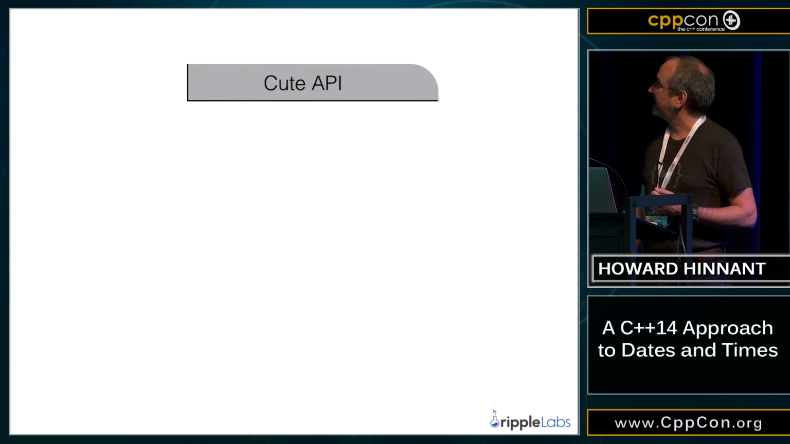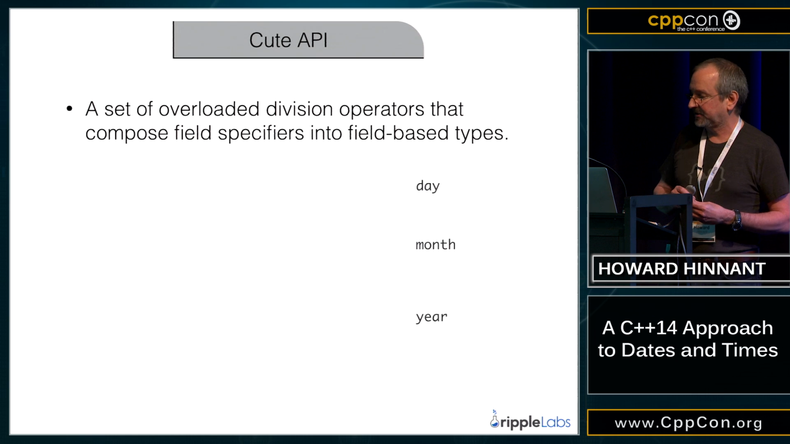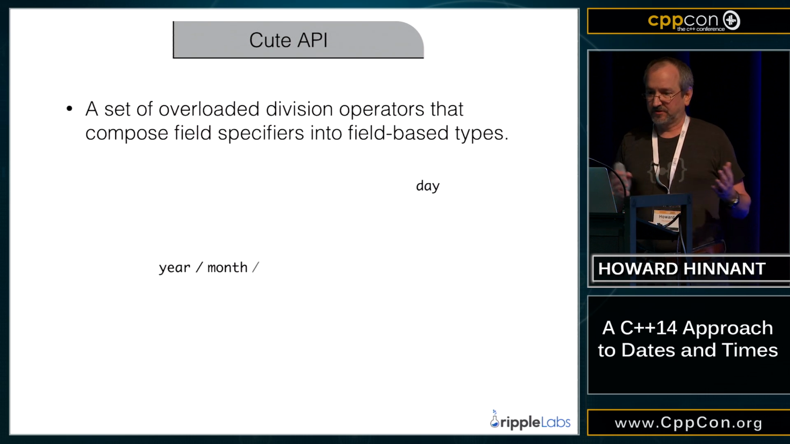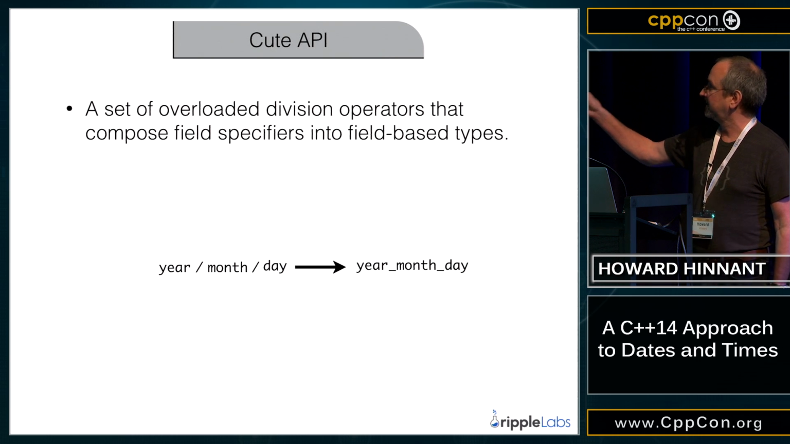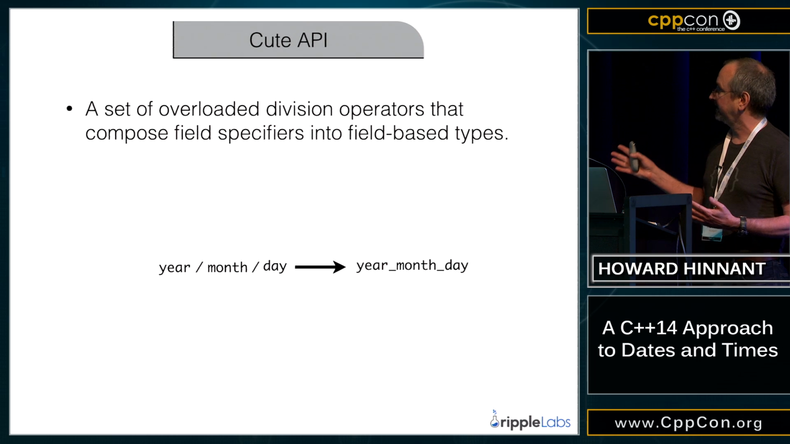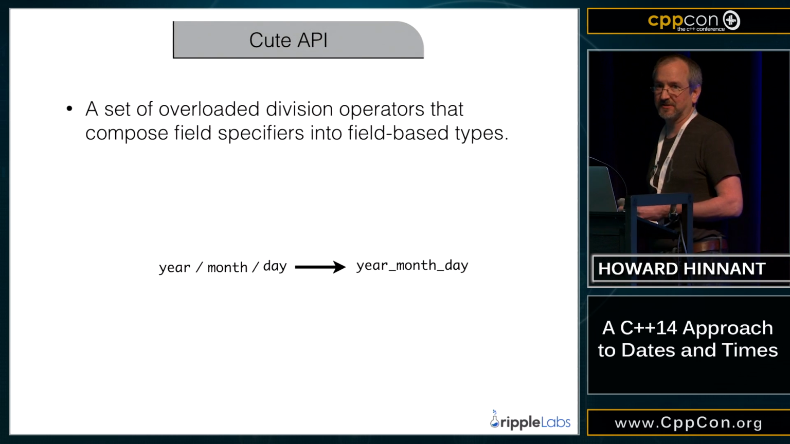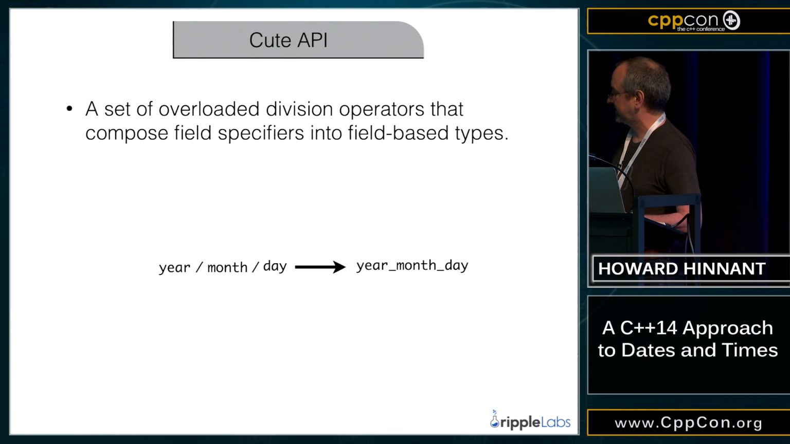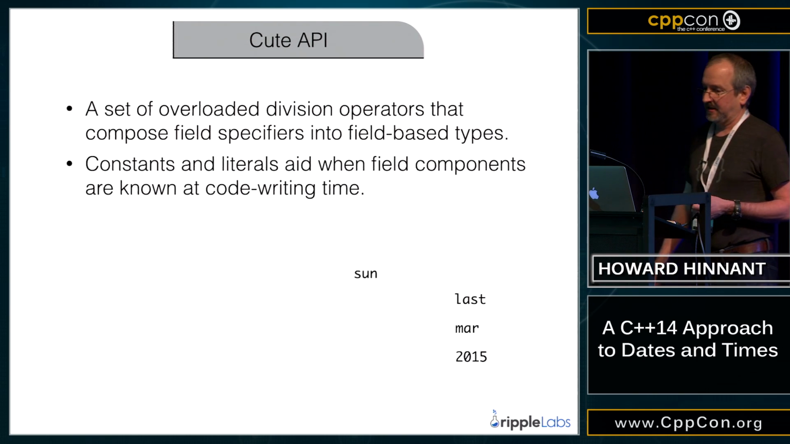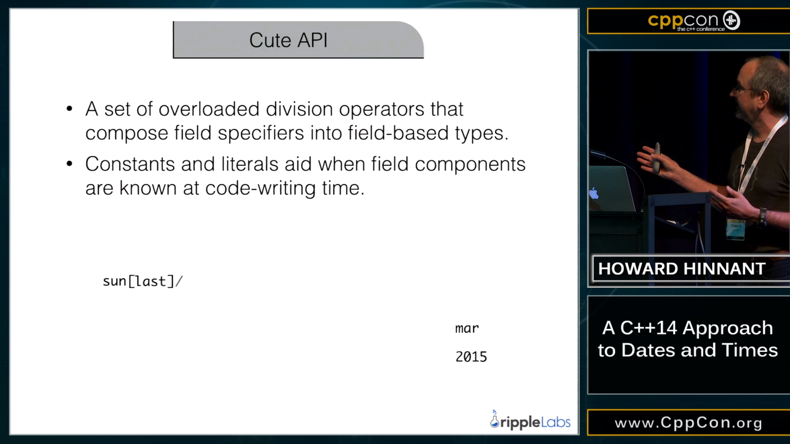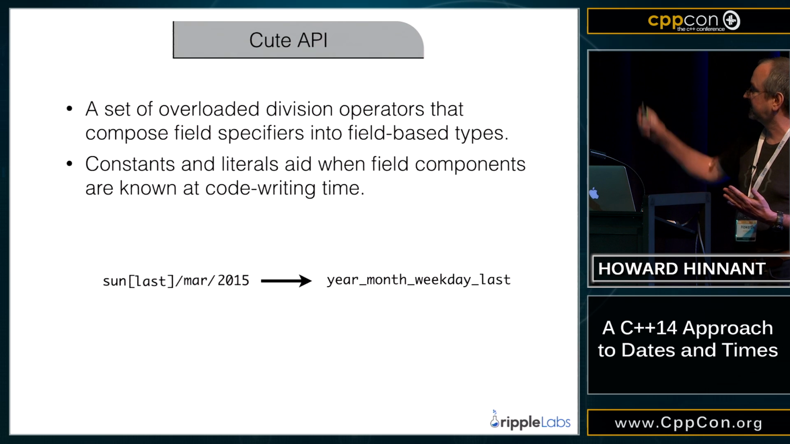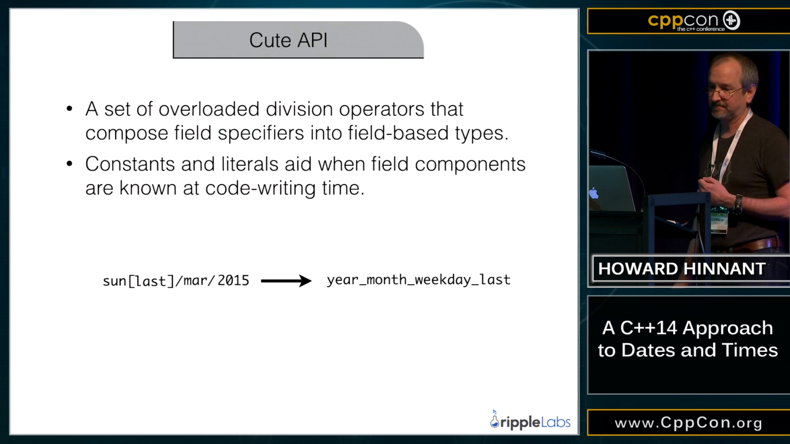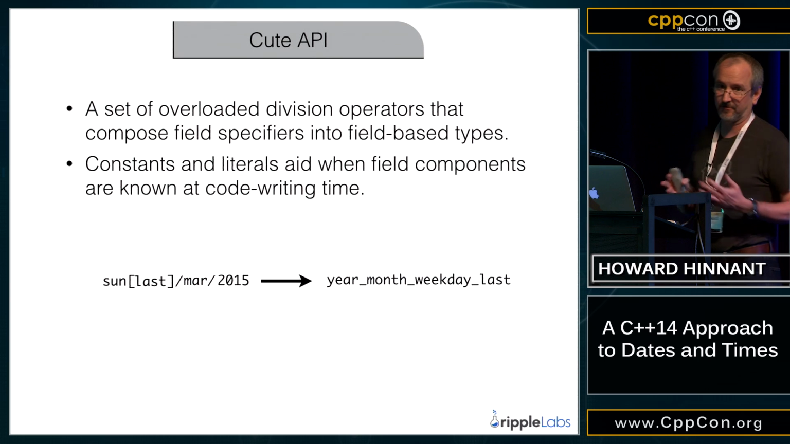Finally, the API is simply a set of overloaded division operators that allow you to compose field specifiers into the field-based types. For example, if I have a year, a month, and a day, I just use the slash operator, year slash month slash day, and you can think of this as a factory function to generate a year_month_day. Or conversely, if you know some of these things at compile time, there's all kinds of compile-time constants in this library, and you can compose something such as this to mean the last Sunday in March for 2015, and that gives you a type that's a factory function for a type year_month_weekday_last.